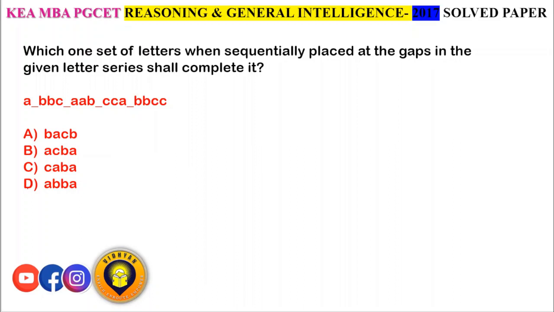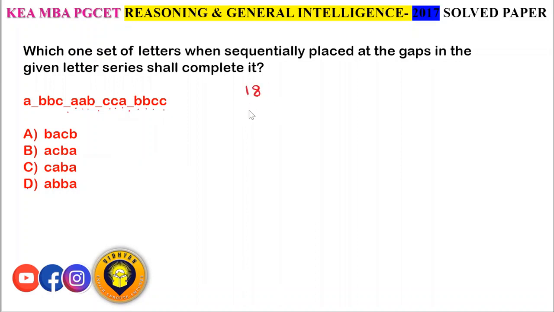Which one set of letters, when sequentially placed at the gaps in the given letter series, shall complete it? So in this kind of question, what you have to do is first count how many letters are given, including the blanks. That is 1 2 3 4 5 6 7 8 9 10 11 12 13 14 15 16 17 18. So there are 18 letters.